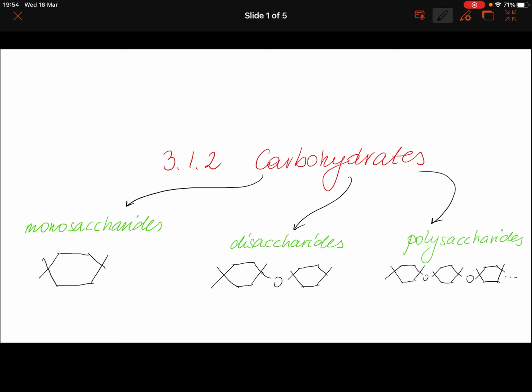Hi guys, today we will be looking at a quick revision on carbohydrates. The three main groups of the carbohydrates that we're going to discuss are monosaccharides, which are monomers, disaccharides, which are made of two monomers, and polysaccharides, which are made of many monomers, joined together by the condensation reaction. So we will start with monosaccharides.